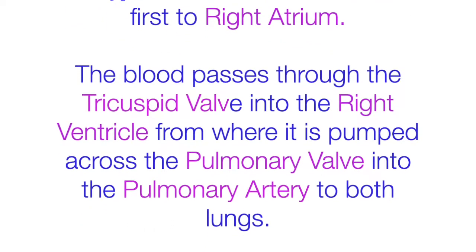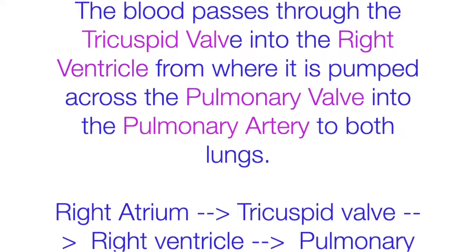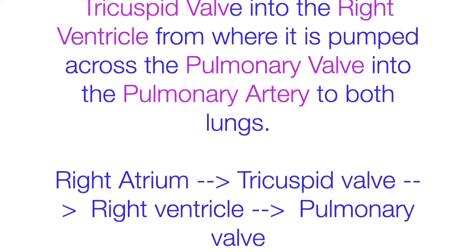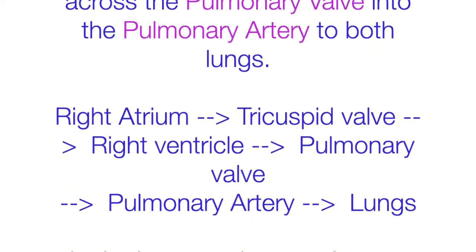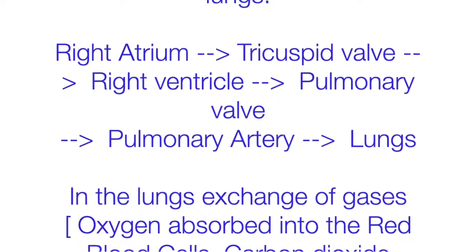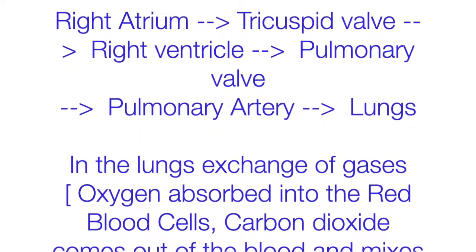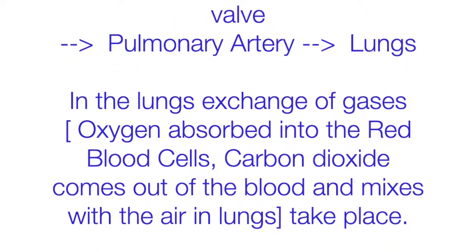the right atrium. The blood passes through the tricuspid valve into the right ventricle, from where it is pumped across the pulmonary valve into the pulmonary artery to both lungs. The direction of flow is right atrium, tricuspid valve, right ventricle, pulmonary valve, pulmonary artery, and lungs.